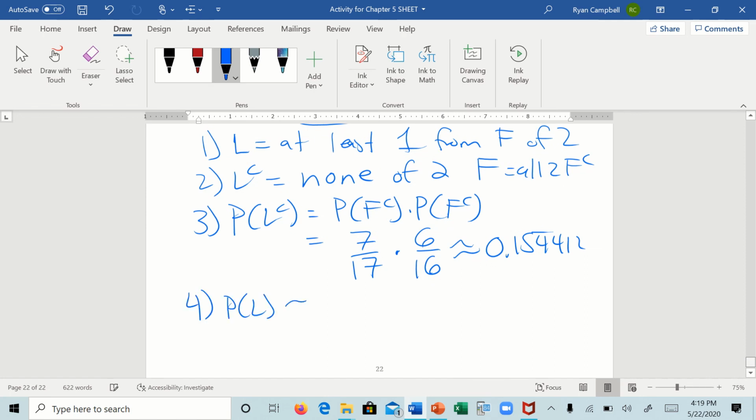So probability of at least 1 is going to be 1 minus the complement, which is 1 minus 0.154412. So we get about 0.846.